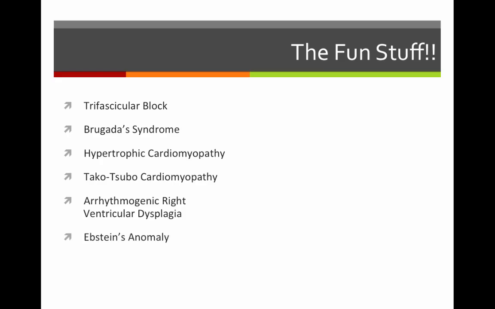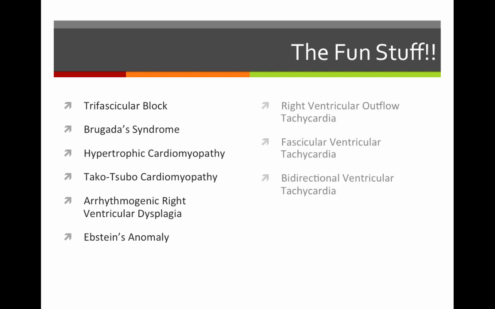I'll also talk about Ebstein's anomaly, which is somewhat rare, but a birth defect, and we'll chat about that real quick. We'll talk about our ventricular tachycardias. VTAC doesn't come in just one flavor. It comes in a few flavors. We'll talk about right ventricular outflow tachycardia. We'll talk about fascicular ventricular tachycardia. It's VTAC originating from our either posterior or anterior fascicles. We'll talk about bidirectional ventricular tachycardia, which is pretty rare, but it's kind of cool.